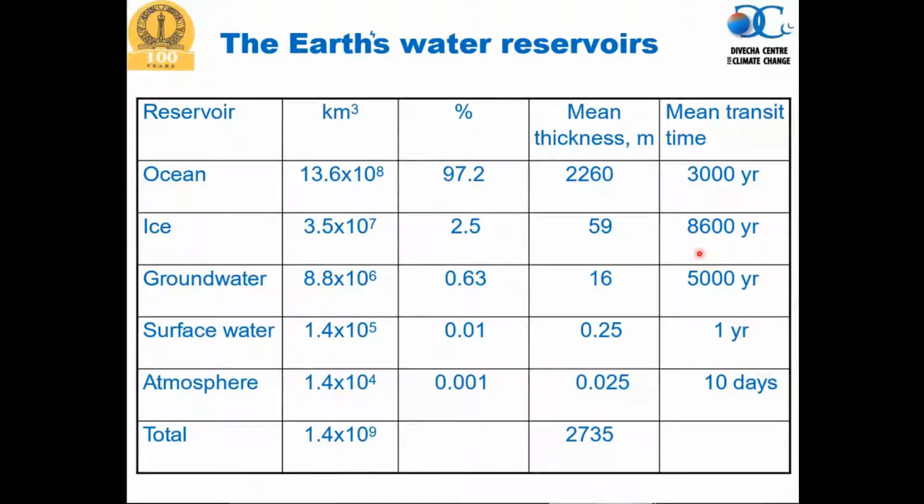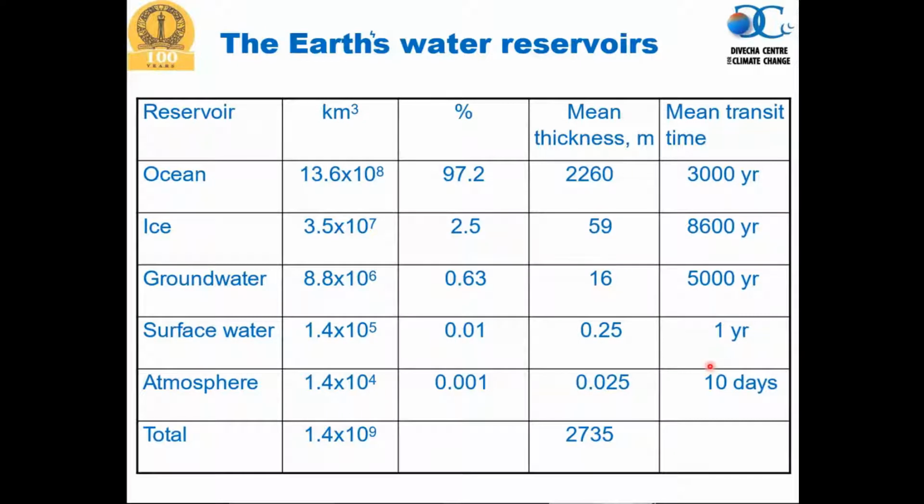Groundwater is also a very small fraction, but it has a transit time of 5,000 years. On the contrary, surface water generally has a 1 year transit time, and the atmosphere is the shortest, generally within 10 days. Water can move from the atmosphere to condense and form a cloud and snowfall or rainfall. So generally, water stays in the atmosphere for a few days.